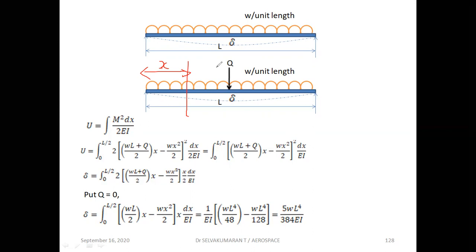Now Q is nothing but an imaginary load, so put Q is equal to 0 in this expression. You will get this. Now you integrate and apply the limits. You get 5 WL power 4 divided by 384 EI, which is the central deflection for a simply supported beam subjected to a UDL.